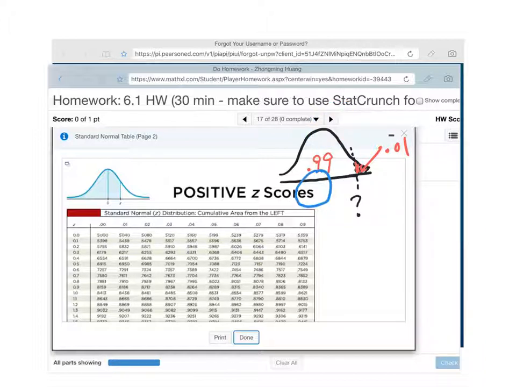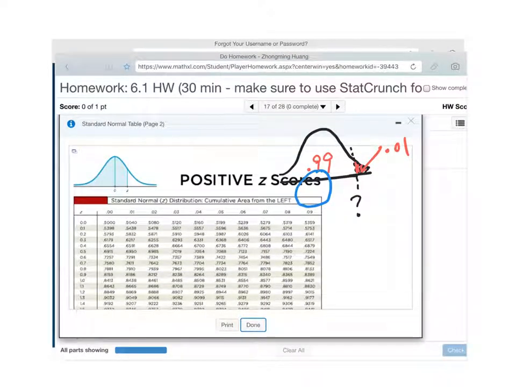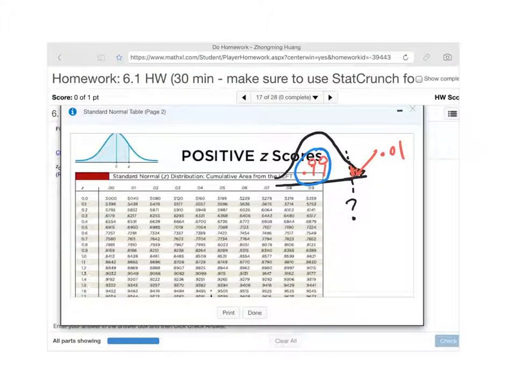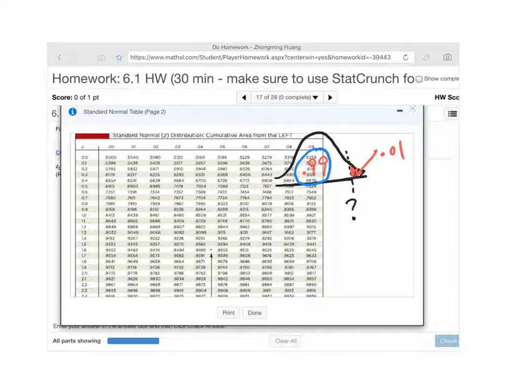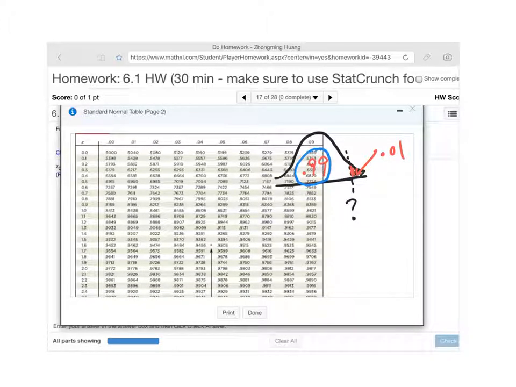So now let's use this table to find the z value so that the area to the left is 0.99. Let me see how to scroll down the table here. I just need to scroll down the table until I see a value that is close to 0.99. I am able to see it, which is this one. So this is the value that is closest to 0.99.